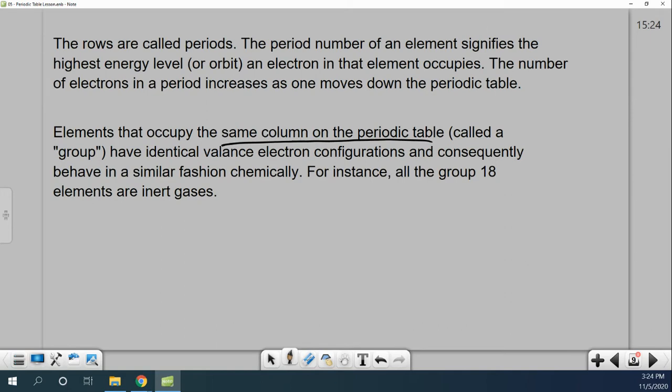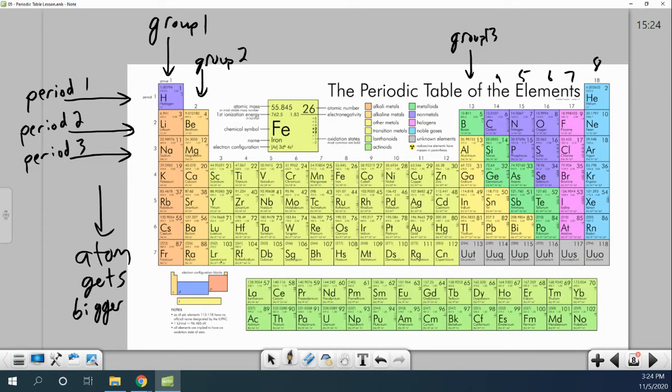So these groups, why do we care? Well, they have identical valence electron configurations. Now, what that means in English is they have the same number of electrons in their outside shell. Group 1 has 1 electron in its outside shell. Group 2 has 2 electrons in its outside shell.